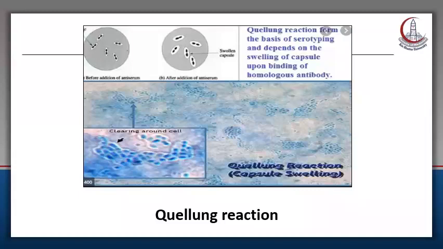Don't forget, the antibody reaction allows these species to be visualized under the microscope and identified, as the antibody binds to the polysaccharide antigen of the capsule of the pneumococci.